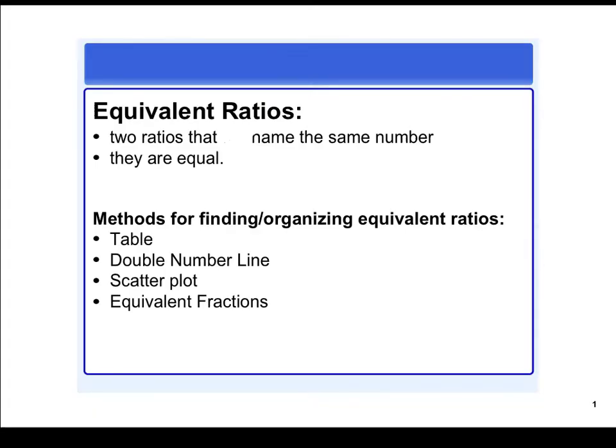Before we can look into those methods, we need to know what exactly equivalent ratios are. Equivalent ratios are two ratios that name the same number. So in other words, they are two ratios that are going to be exactly equal.